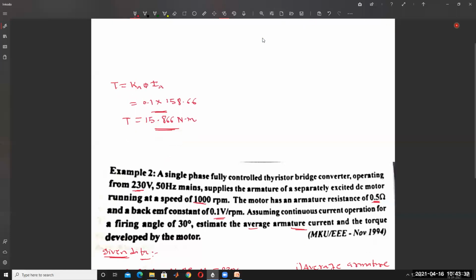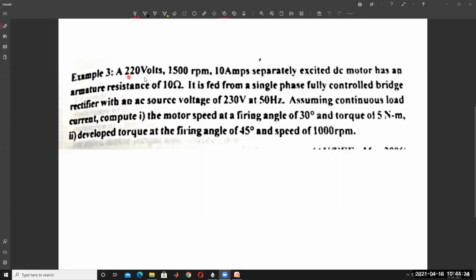So this is the problem, the assignment problem for all of you. A 220 volts, 1500 RPM, 10 amps separately excited DC motor has an armature resistance of 10 ohms. It is fed from a single phase fully controlled bridge rectifier with an AC source voltage of 230 volts at 50 Hz.